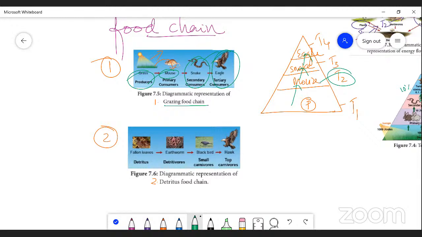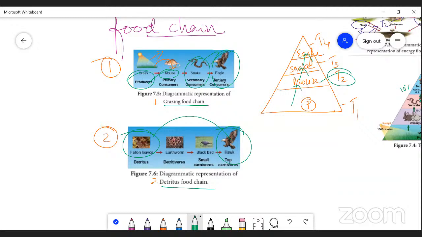Actually, the grazing food chain begins with the living system and ends with the living system, right? In the detritus food chain, the moving of food material begins with dead organic matter and ends with the living organism. So this is a major difference between the grazing food chain and the detritus food chain. I repeat once again, the detritus food chain is a kind of food chain that begins with dead organic matter and goes to living organisms. That is called a detritus food chain.